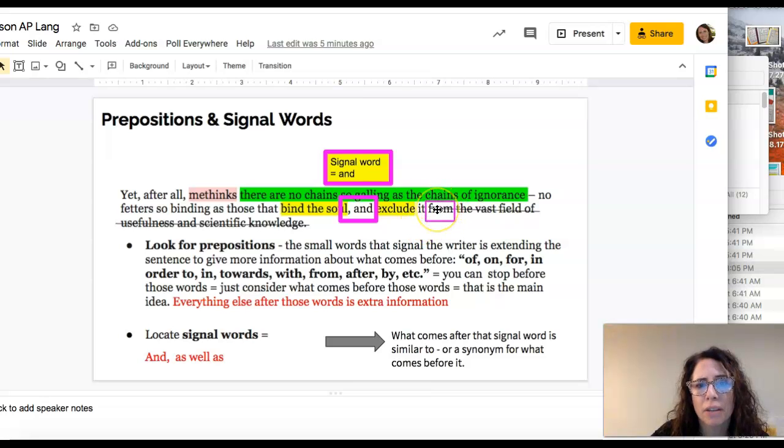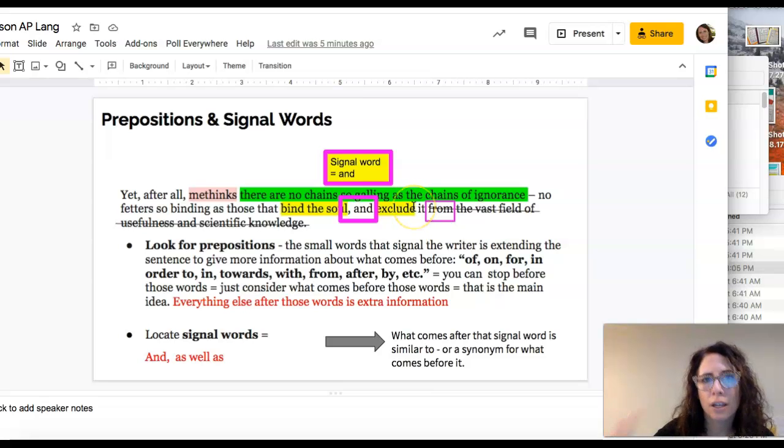I see from, right? From gives more information. And if I stop and cross this out, because in theory, I could stop with exclude. The chains of ignorance exclude. But if I want deeper analysis, she's going to tell me how they exclude with this preposition, from. So everything after it, icing on the cake, but still important. They exclude the, right? What? They exclude it. We have to figure out what it is, but they exclude it from the vast field of usefulness and scientific knowledge. Okay, so let's figure out what it is first.